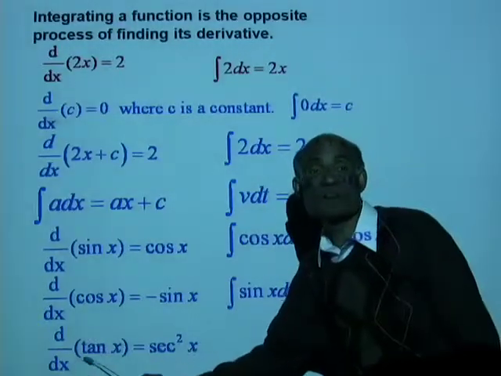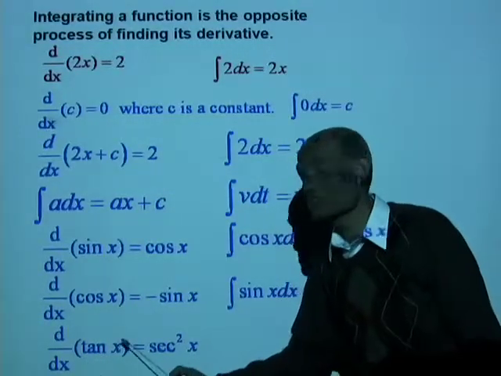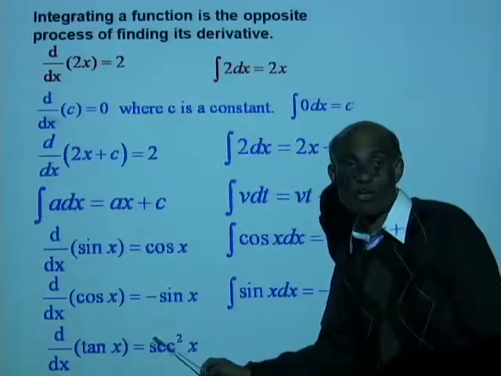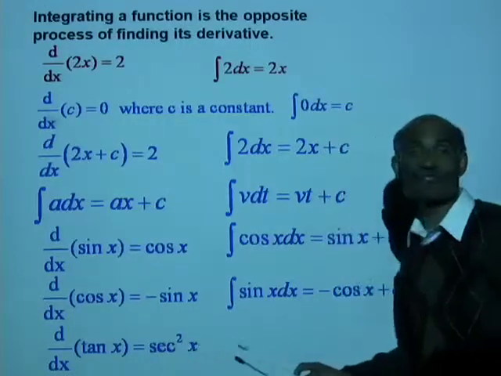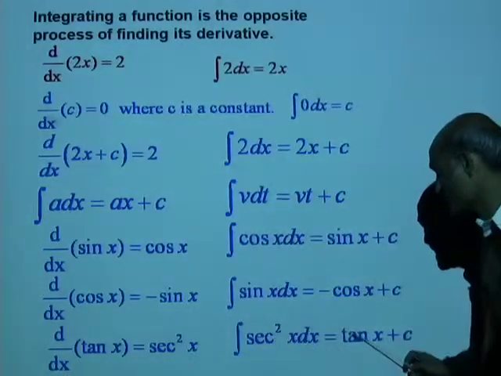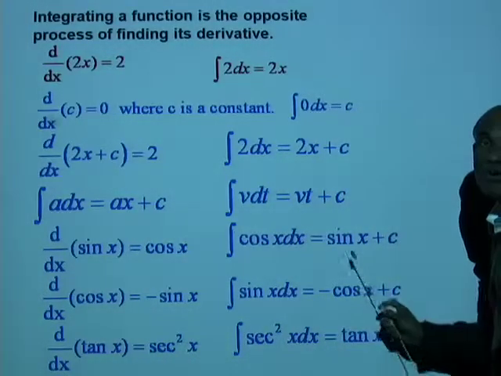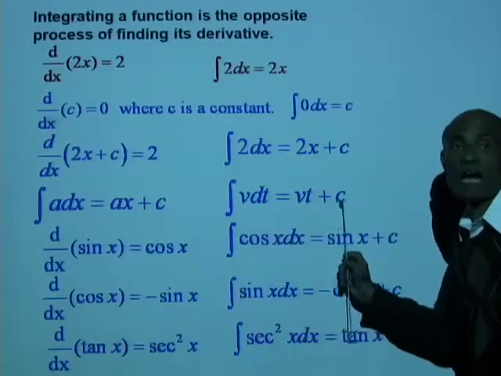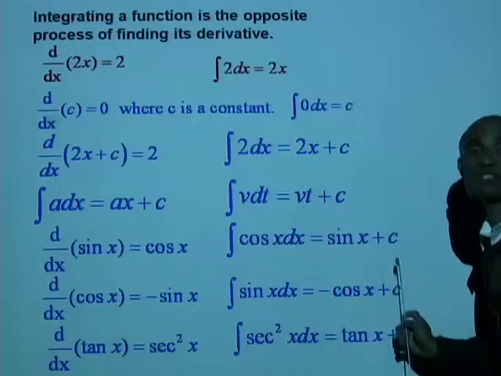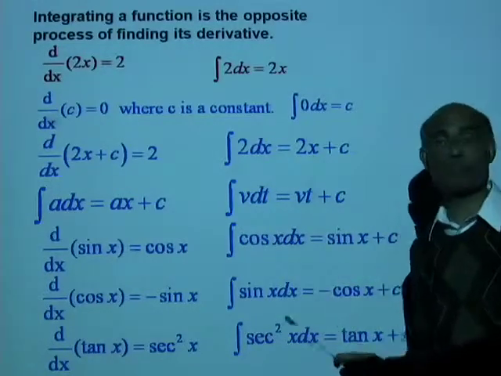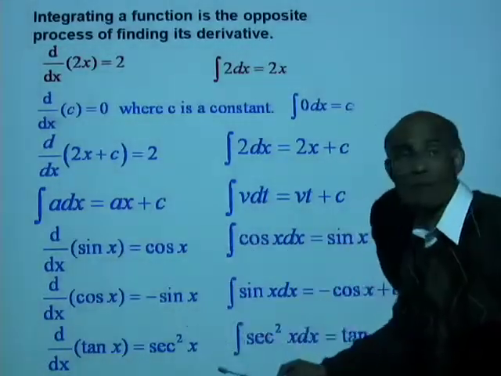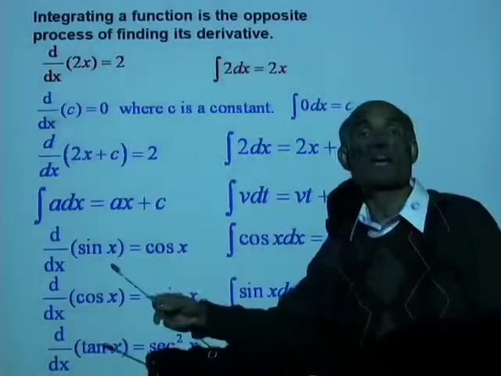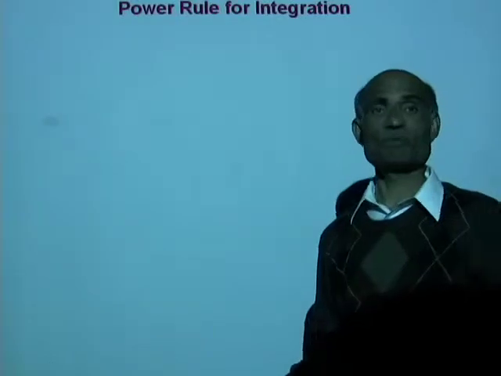The derivative of tan x with respect to x is secant squared x. Therefore, if you integrate secant squared x, you must get tan x plus c. Always remember, when you integrate a quantity, add a c to it, add a constant to it. And these are some of the basic integration rules that we will be using as we move on.